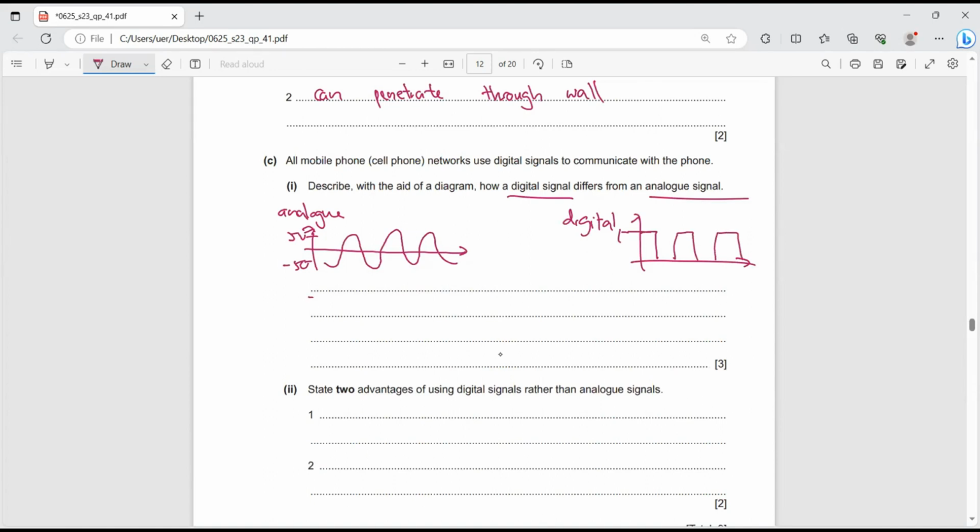So first you say analog has continuous readings. Digital has discrete readings, or you can say digital only has 0 and 1.